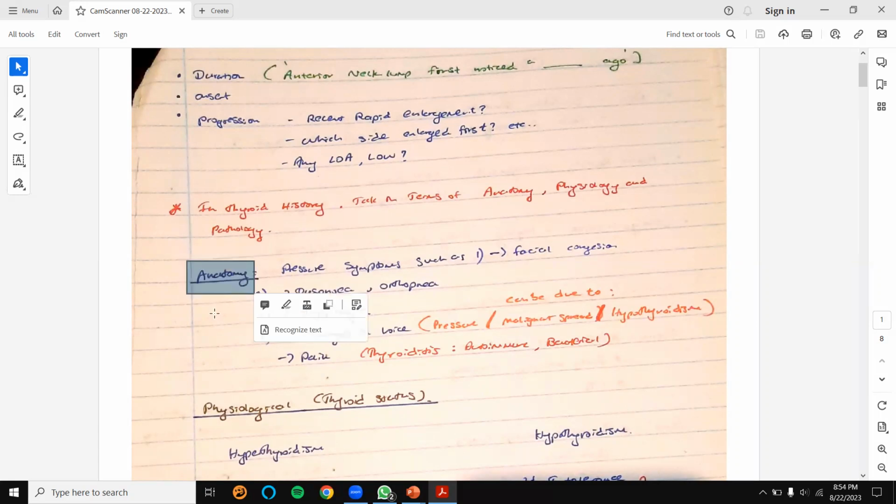Don't present it saying 'with regard to the anatomical symptoms', but just break it down into anatomy, physiology, and pathology, and put the sub-questions under these topics, then you don't miss any.